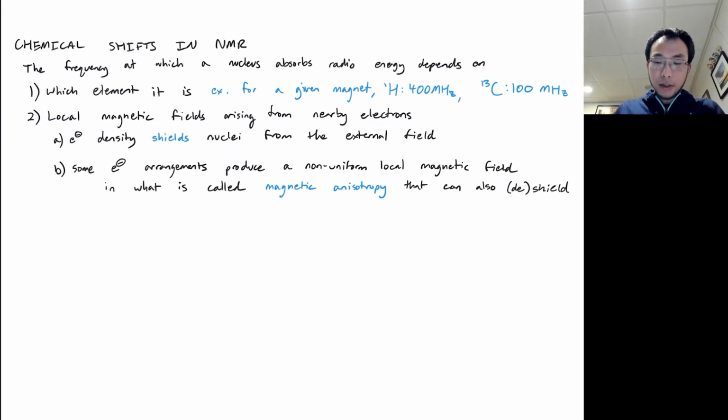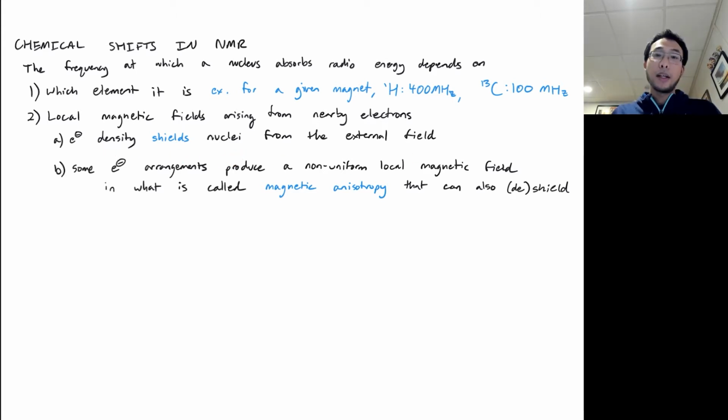There are two ways to generate these local magnetic fields. The first is just that each electron will contribute some amount of this local magnetic field. We think about this in terms of electron density. The more electrons there are, the more they shield. In the presence of an external field, electrons will generate a local magnetic field that opposes the big one. So the more electron density there is, the more shielding there is of nuclei from the external field.